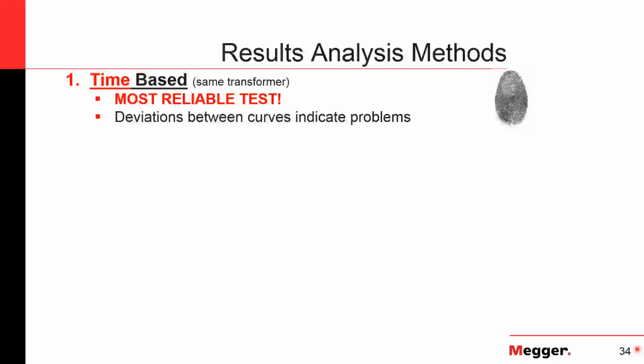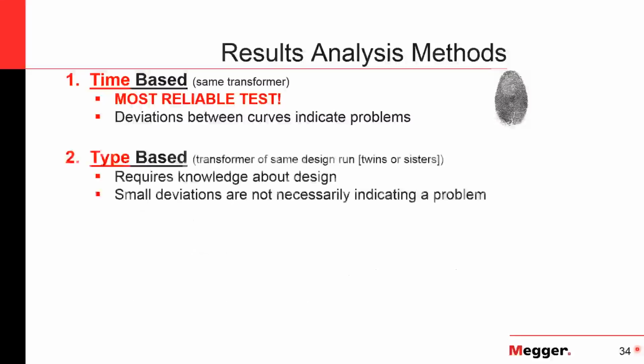Then the next thing is the type-based test. So this is where you have a twin or sister transformer. Okay, I have transformer 1 and transformer 2. And so if I get a response on transformer 1 and transformer 2 looks the same, okay, these 2 are both in good condition. Now, if there's a little bit of difference, it could be just a slight difference in the manufacturing process, or it could be that there's actually a problem with the transformer. So small deviations don't necessarily indicate a problem, but large deviations you're going to want to look into.